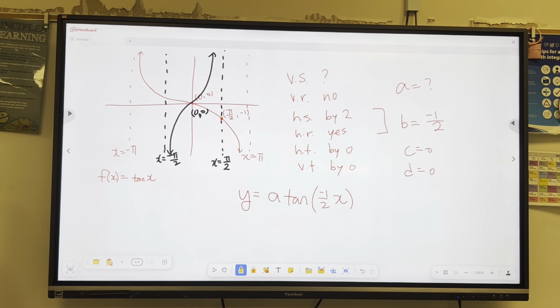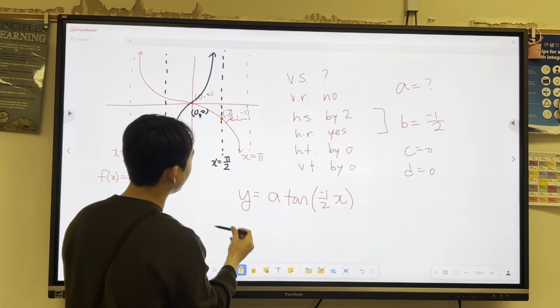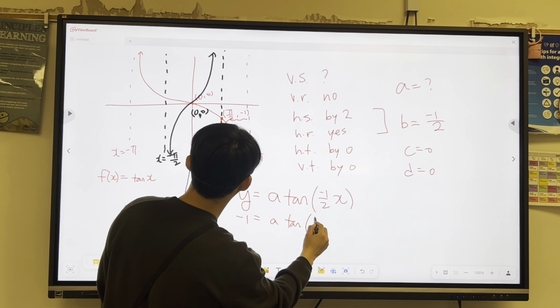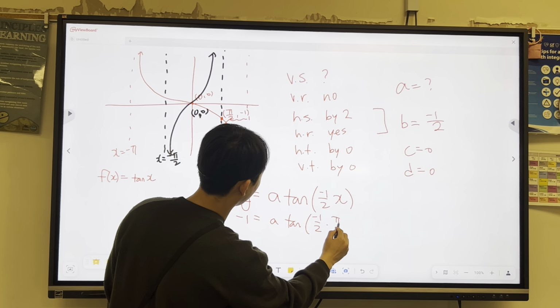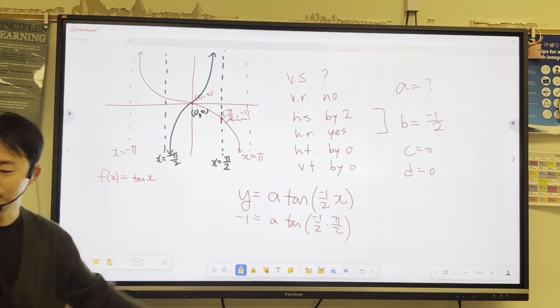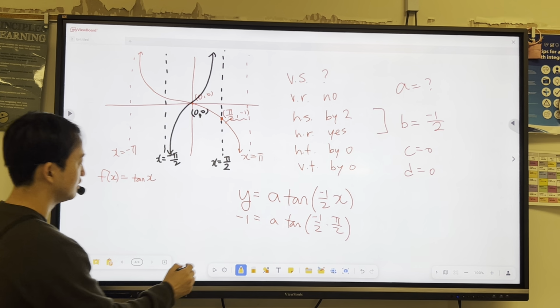What is my A value now? How should I calculate it? Using the point. So I think we can use this point here and say -1 is equal to A tangent of -1/2 times pi/2. And let's use the calculator to compute that. Tangent of -1/2 times pi/2 is -1.